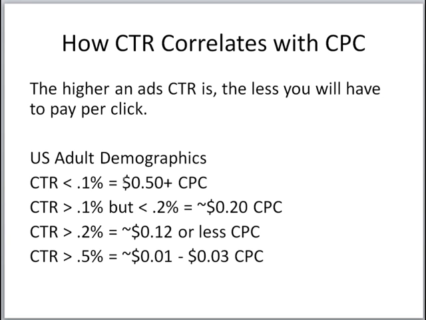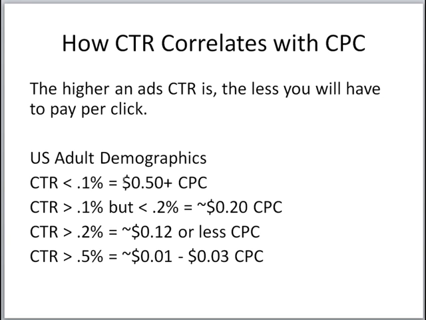If your CTR is greater than 0.1%, but less than 0.2%, you'll usually end up paying about 20 to 30 cents per click, sometimes a little lower, down to 18, 17 cents. If your CTR is at 0.2% or higher, you'll usually end up paying around 10 cents. If it's above 0.5%, you'll only end up paying about 5 to 3 cents. If it's higher than 0.8, 0.9, or all the way up to 1%, you'll only end up spending about a cent per click.